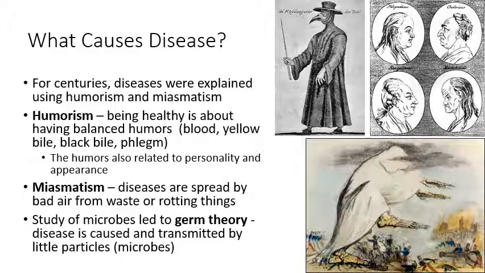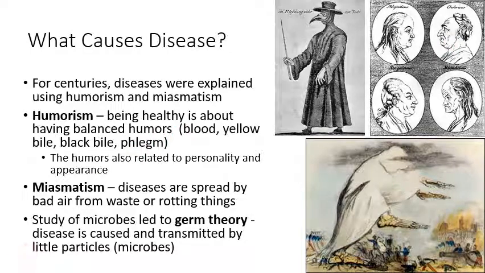They were blood, yellow bile, black bile, and phlegm, which is spit. So if you had the right balance, you were healthy. If one of them was too much or too little, then you became unhealthy and you got a disease. And people thought that the humors were also related to your personality and even what your face was shaped like. So here, these are different head shapes that supposedly were associated with different combinations of the four humors.